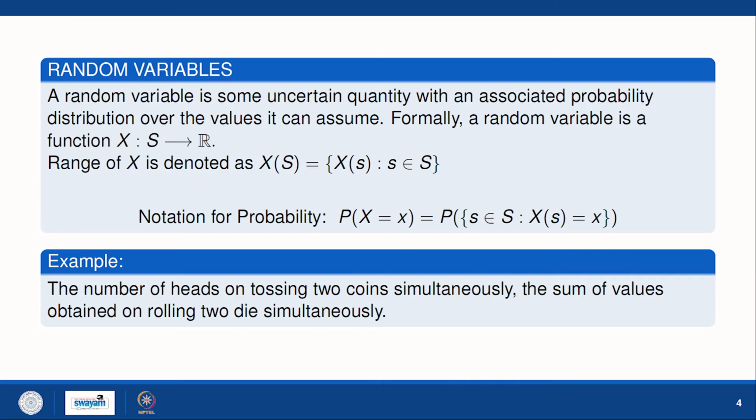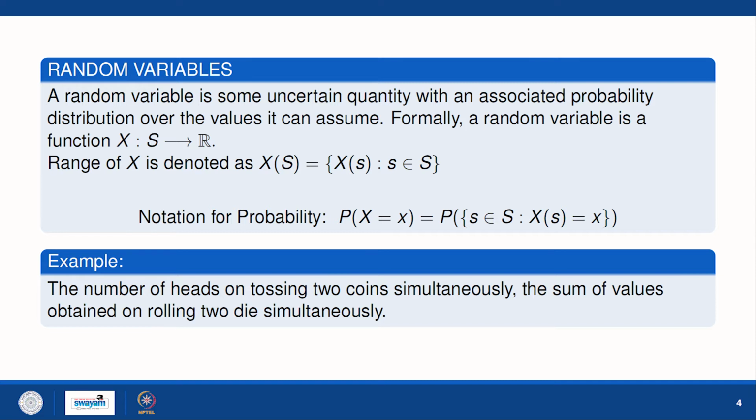Okay. Now, random variables. So, a random variable is some uncertain quantity with an associated probability distribution over the values it can assume. Formally, a random variable is a function X from S to R. Basically, we define a random variable as a function from S to R. Now, the range of X is denoted by X(S), which is all X(s) such that s belongs to S. That is basically the range of random variable X.